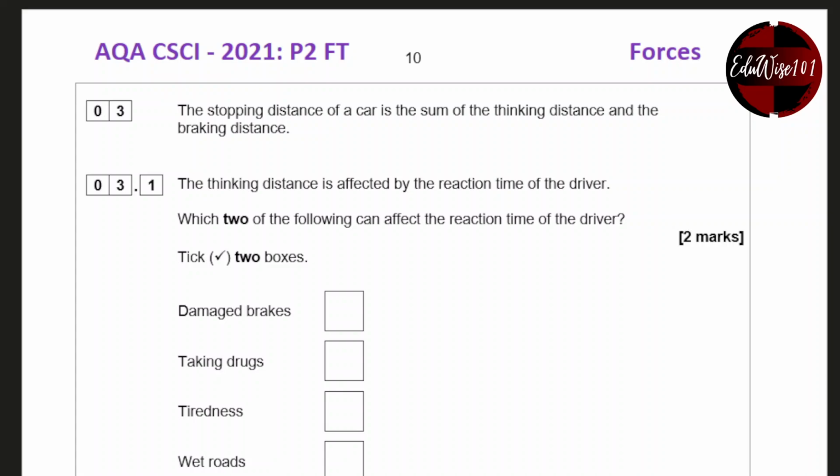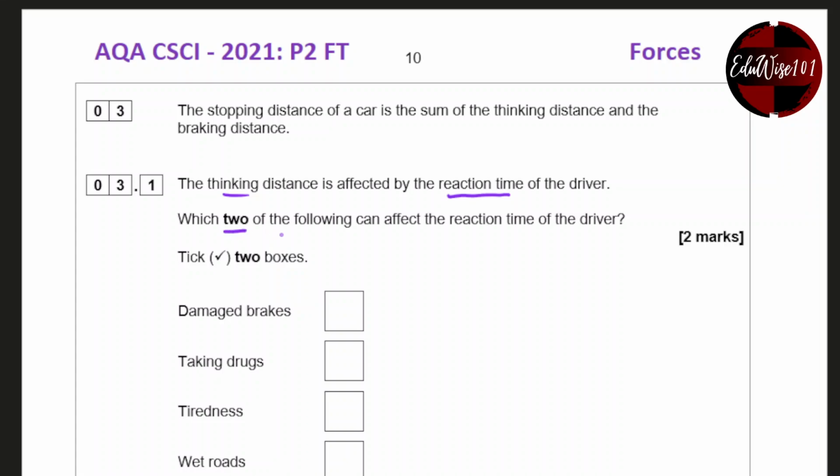In this video, I'm going to go through the AQA Combined Science Physics Paper 2 Foundation Tier from 2021. Question number 3 is on the topic of forces, mainly to do with stopping distance and reaction time and thinking distance. The stopping distance of a car is the sum of the thinking distance and the braking distance. The thinking distance is affected by the reaction time of the driver.